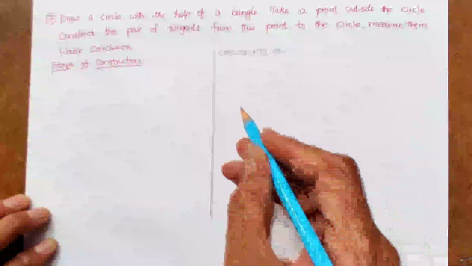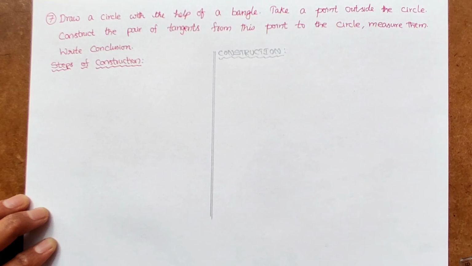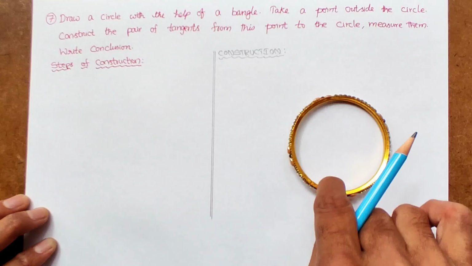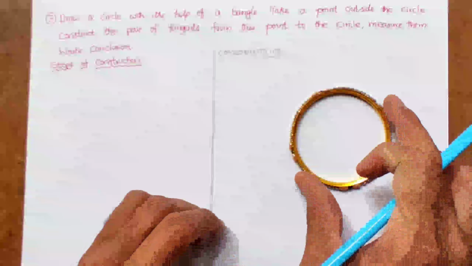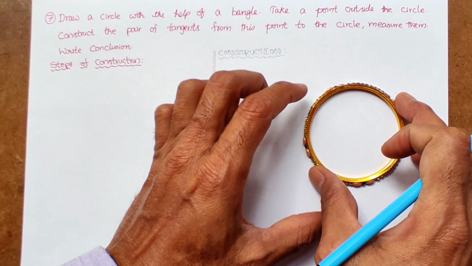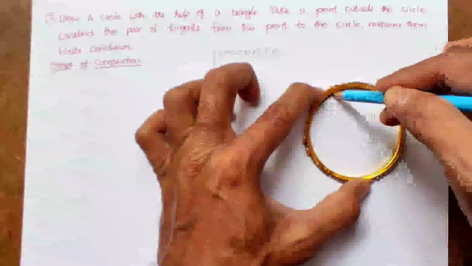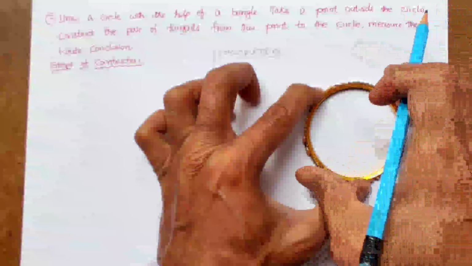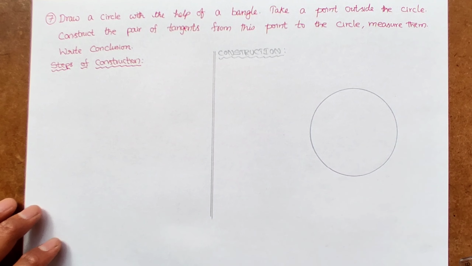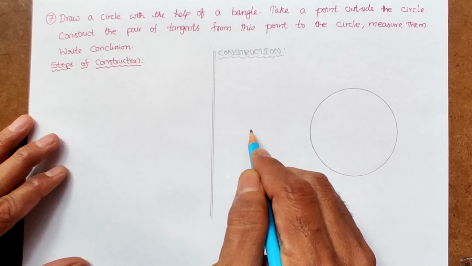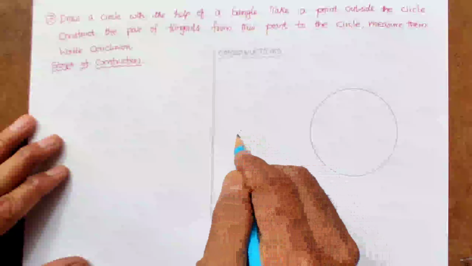Now here let's take a bangle. Here it is. So with the help of this bangle, I want to draw a circle. Hold it tightly. Yes, remove the bangle. This is what we have drawn, a circle. Now consider a point outside it. So here I take the point, it is P.